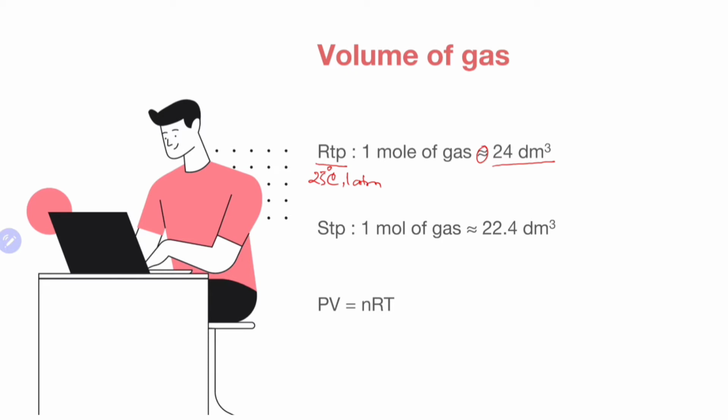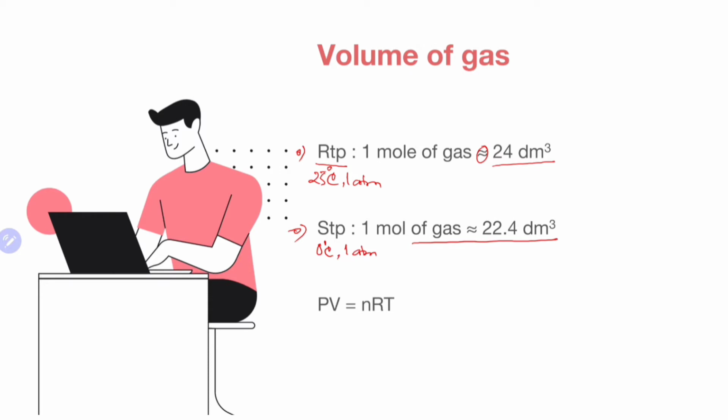The second condition is STP, standard temperature and pressure. In this, the volume of gas is measured at a temperature of 0 degrees Celsius and a pressure of 1 atm. In this condition, 1 mole of gas occupies 22.4 dm³.